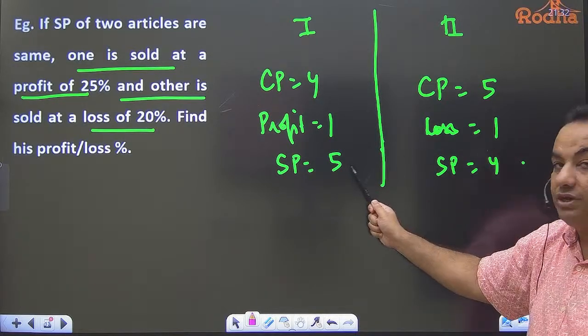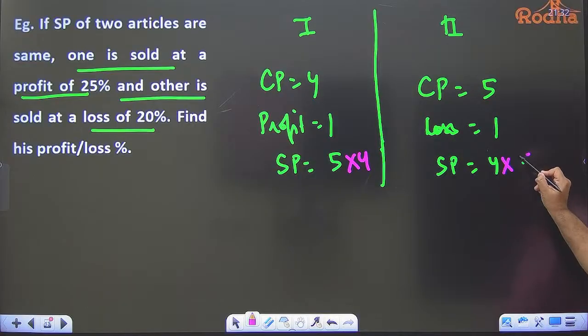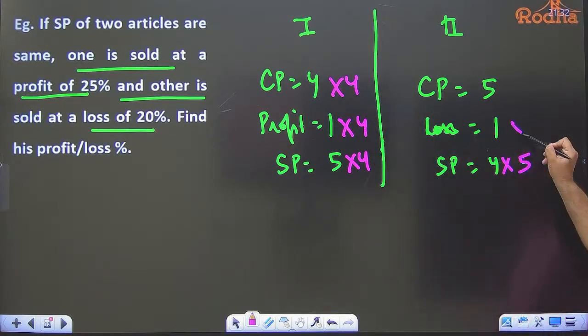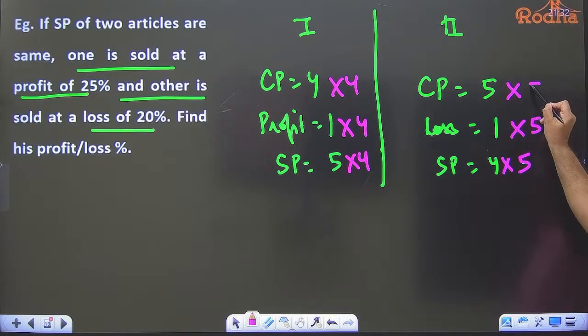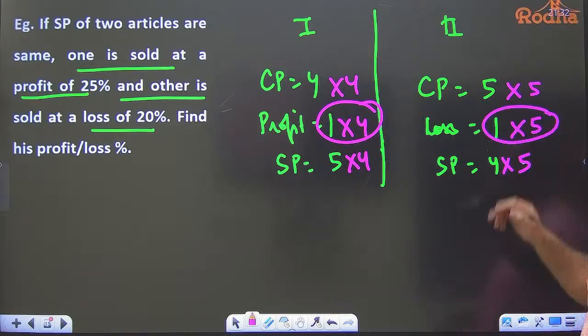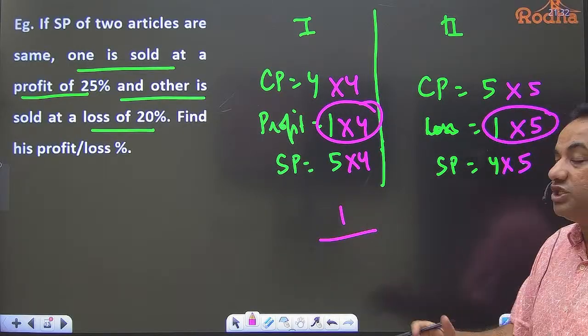LCM of 5 and 4 is 20. Multiply this value by 4. Multiply this value by 5. So here all values will be multiplied by 4. Here all values will be multiplied by 5. Now we have to find the overall profit or loss percentage. Here profit of 4, here loss of 5. So net there is a loss of 1 on the total cost price.